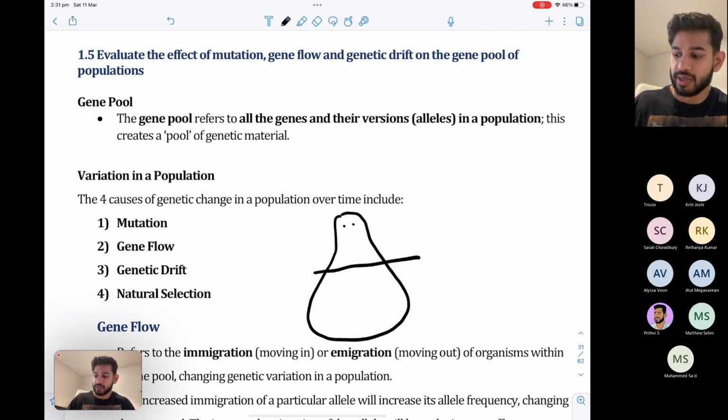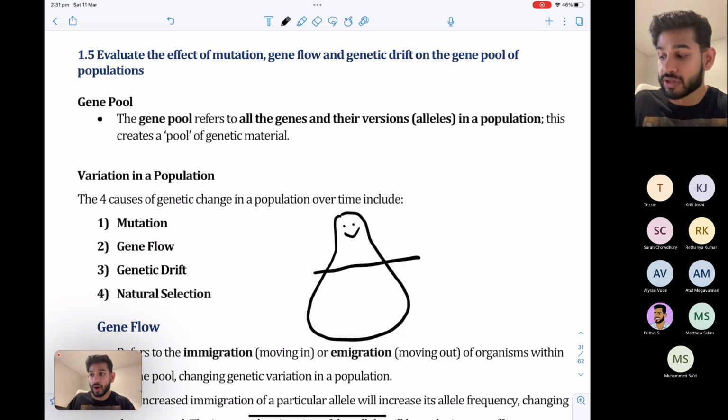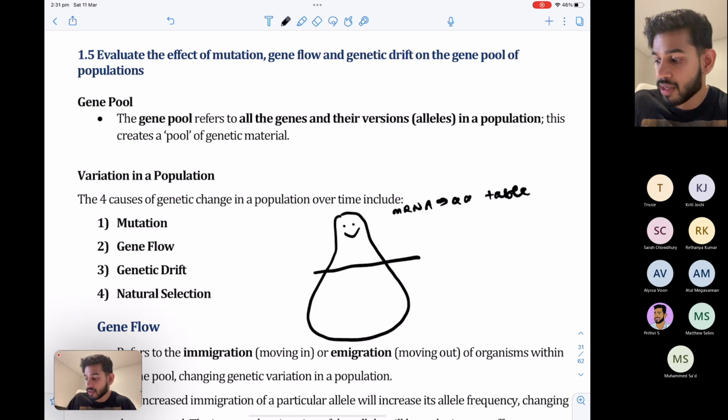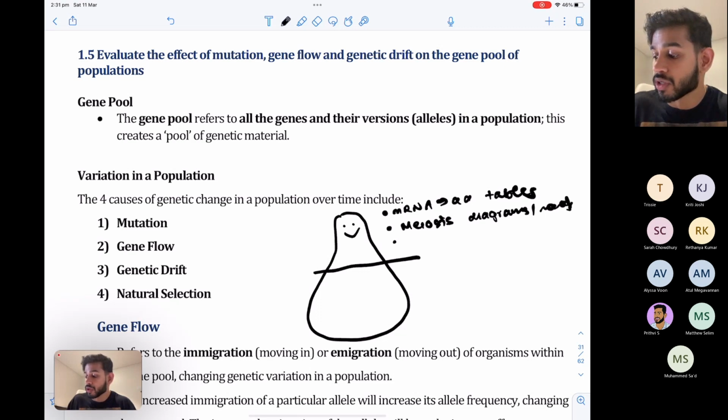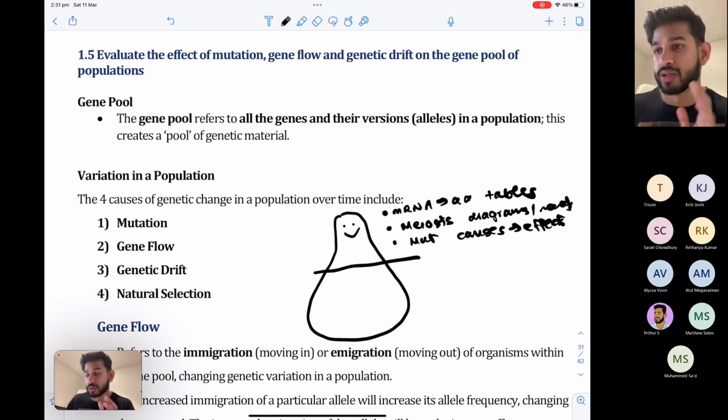This stuff is important. It's important to know how to read those mRNA to amino acid tables, right? It's important to understand meiosis diagrams and models. And it's important to know what the mutations and causes and effects are. Out of what I've taught you, those 3 points are the most important.